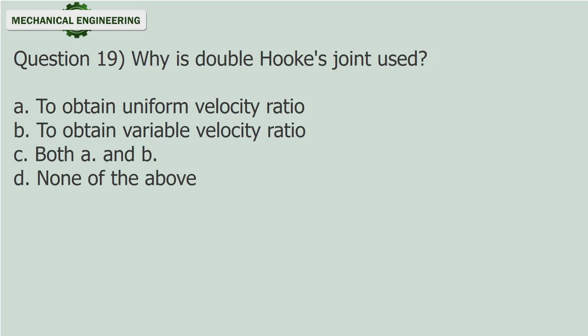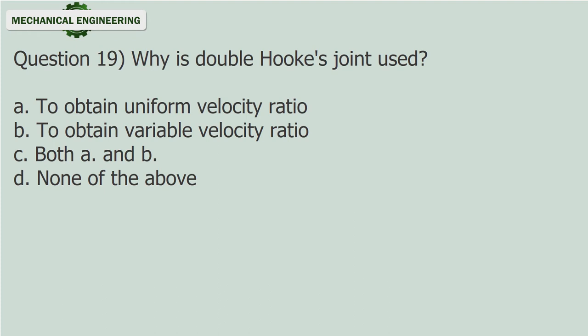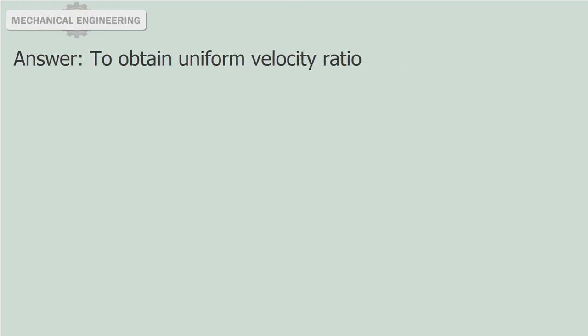Question 19. Why is double Hooke's joint used? A. To obtain uniform velocity ratio. B. To obtain variable velocity ratio. C. Both A and B. D. None of the above. Answer: To obtain uniform velocity ratio.